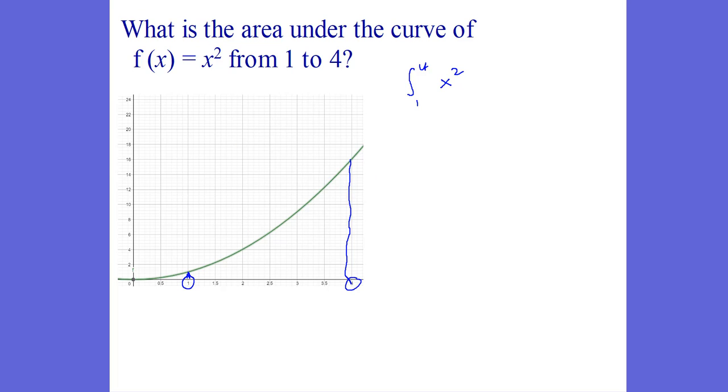And keep in mind, we're really going to the x-axis here. We're really going all the way down here to y equals 0. So we're really going minus 0 dx, okay? Now, we don't have to put that 0 in there because that doesn't have any area underneath. And if you do this in your calculator, you end up getting 21 for this full area.